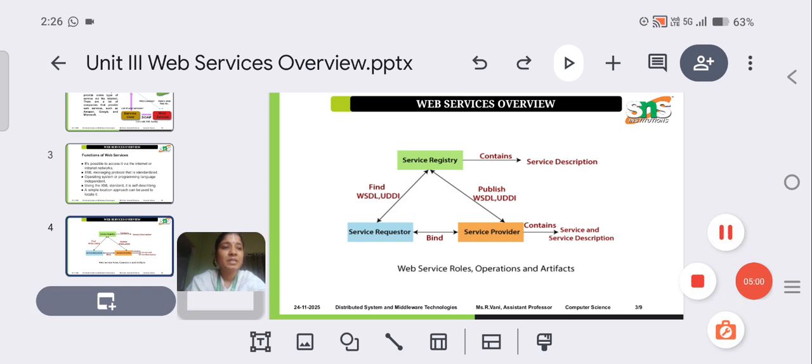In the next upcoming series, let's see the web service roles, operations, and artifacts.